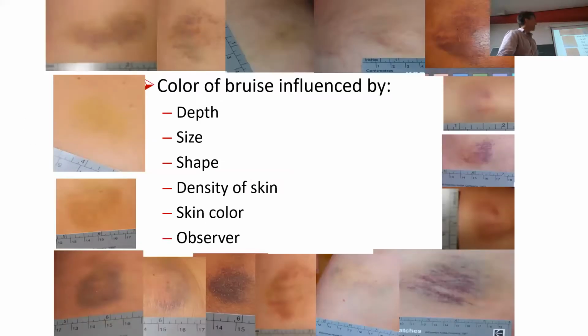We already know that the color of the bruise is highly influenced by depth. That's what we've just seen. Even by size, the blood pool, because there's a different light propagation around the bruise as well. Shape, density of the skin, skin color, and of course the observer and the light source used and those kind of things.